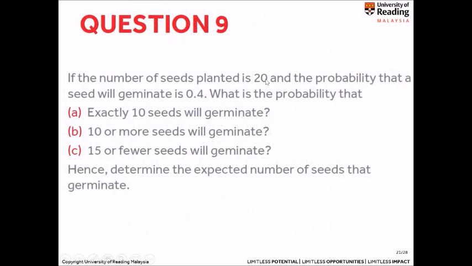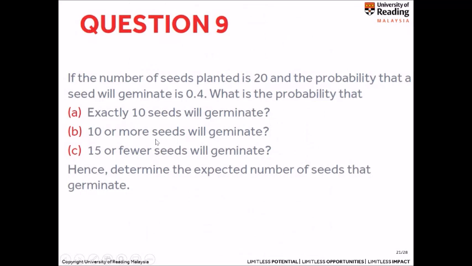If the number of seeds planted is 20 and the probability that a seed will germinate is 0.4, what is the probability that exactly 10 seeds will germinate? 10 or more seeds will germinate? So for part A, you still can use the formula. But for part B, 15 or more seeds will germinate. Either you use the direct method or the complementary method.